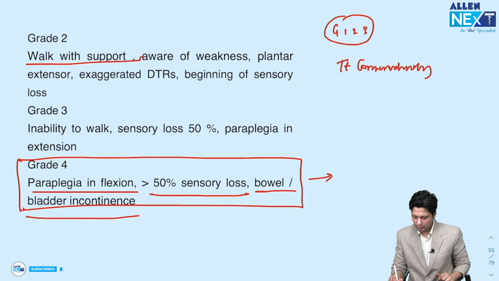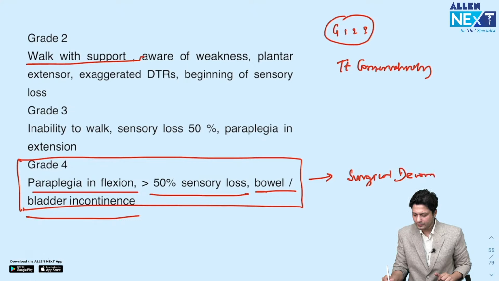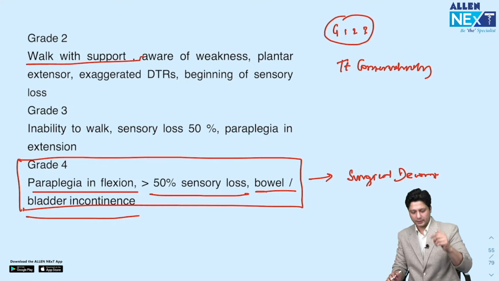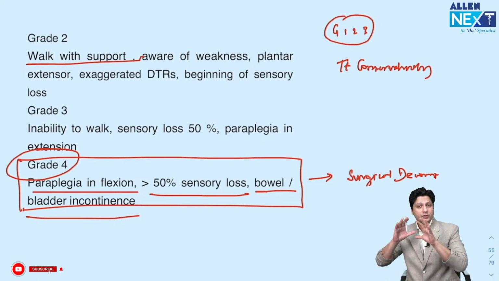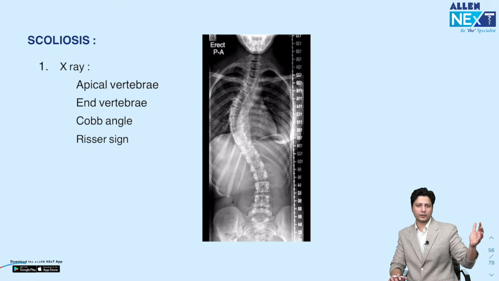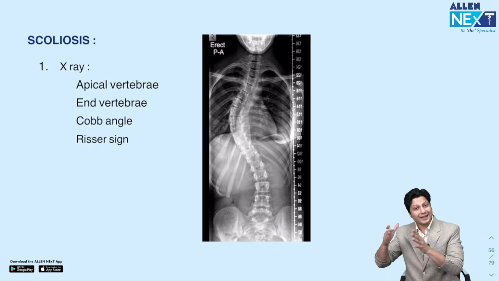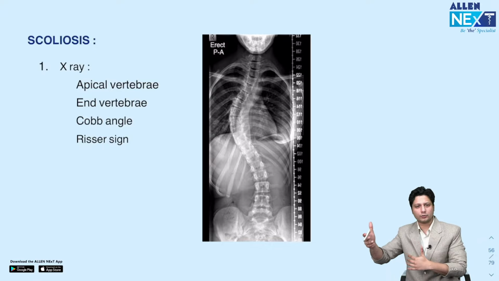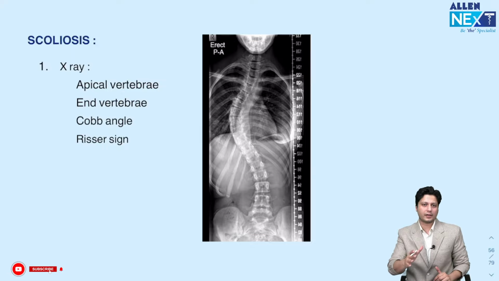But for grade 4, you have to go for surgical decompression and debridement. So actually out of 4 grades, it is only grade 4 which requires surgical decompression. In all the other forms of tuberculosis, first you have to go for conservative management. Then you have to switch over to surgical management if at all there is a requirement.